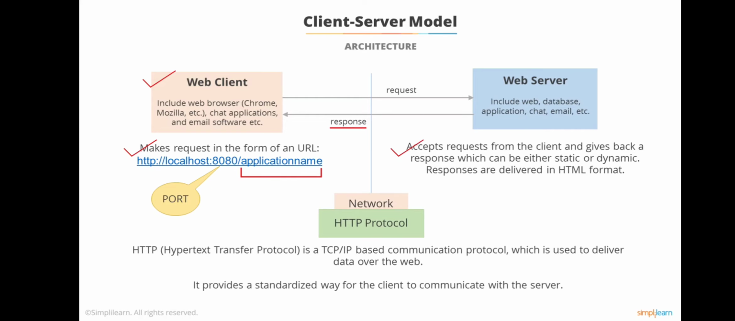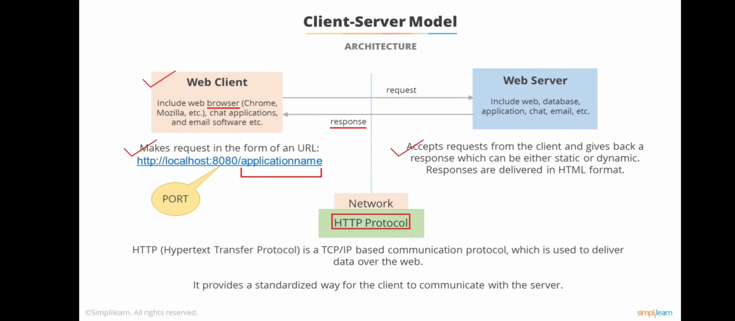The web server accepts requests from the client and gives back a response which can be either static or dynamic. I can return a static page in response to this request which will be hosted on the web client, or I can return a dynamic page where, depending on the request received, for example, if I accept the user ID, based on the user ID accepted, I can provide an attendance page or an account detail page to the client. And the responses that are provided to the client, being a browser, are always in the HTML format.